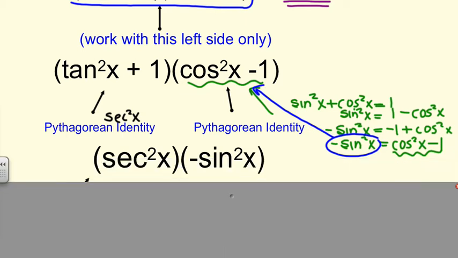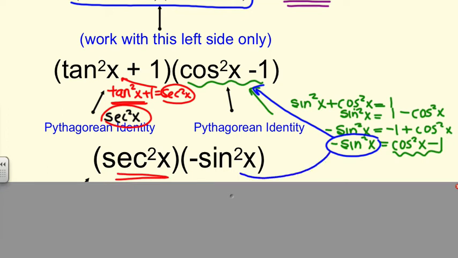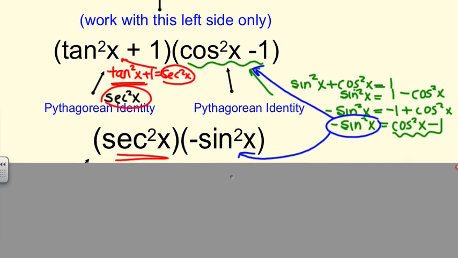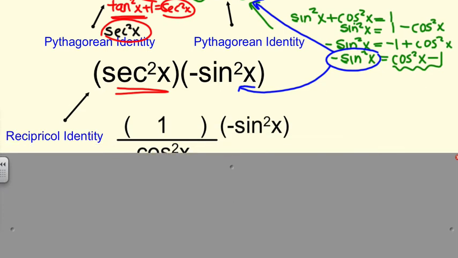All right, so we found this one, secant squared of x. If you want me to write it down, I can here. The tangent squared of x plus 1 equals secant squared of x. So here it is. So I can replace it right there. So there's my secant squared of x. And then my second parentheses can be replaced with negative sine squared of x. So I used my Pythagorean identities.